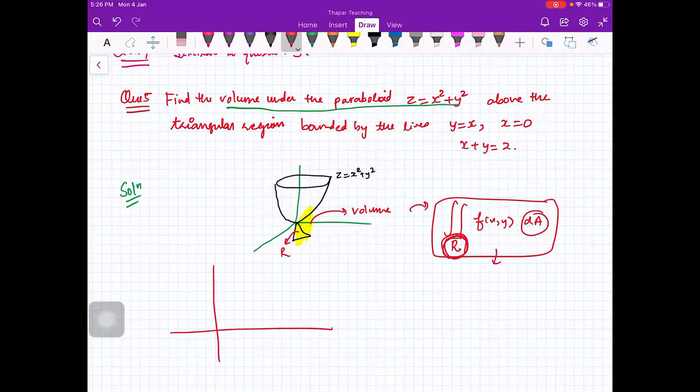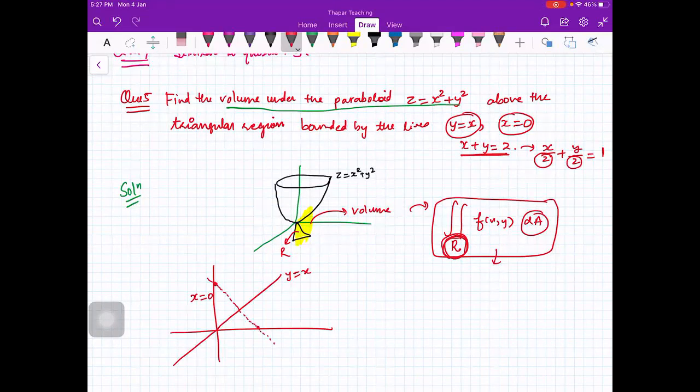The region of integration is bounded by the line y is equal to x, then the x is equal to 0 line, and then x plus y is equal to 2. So x plus y is equal to 2 is x by 2 plus y by 2 is equal to 1. This is a line having x intercept 2 and y intercept 2, right? So this is like this, and we are talking about this region here. This is your region of integration.